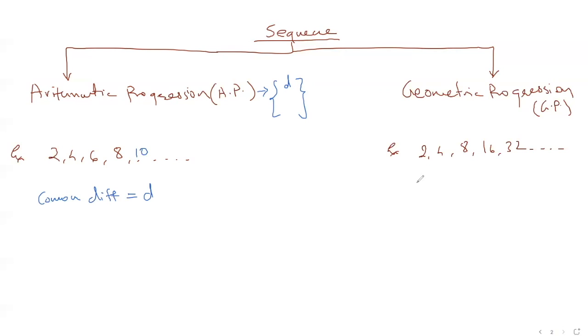Now, what happens in a geometric progression is that the ratio is common. So if you divide 32 by 16, you get 2, right? If you divide 16 by 8, it is still 2. So this is a common ratio. And these are the defining factors. So when you say a geometric progression, that automatically means that there is an R, which is a common ratio. And that's the standard notation.